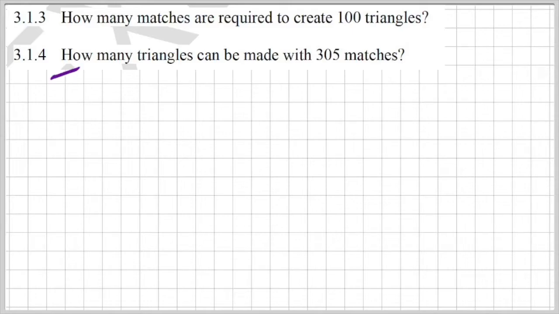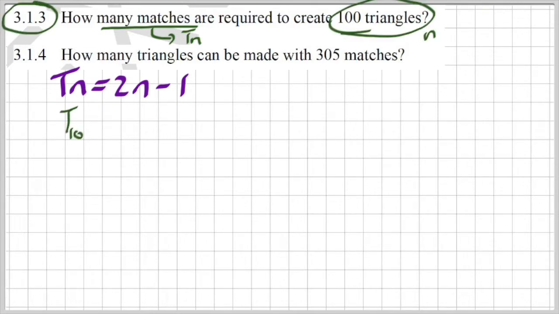But remember, you have that Tn is 2n minus 1. So when I look at the first question, 3.1.3, how many matches, so that is Tn that they are looking for, are required to create 100 triangles? So n is 100. Substituting gives me 199, which means it takes 199 matches to create 100 triangles.